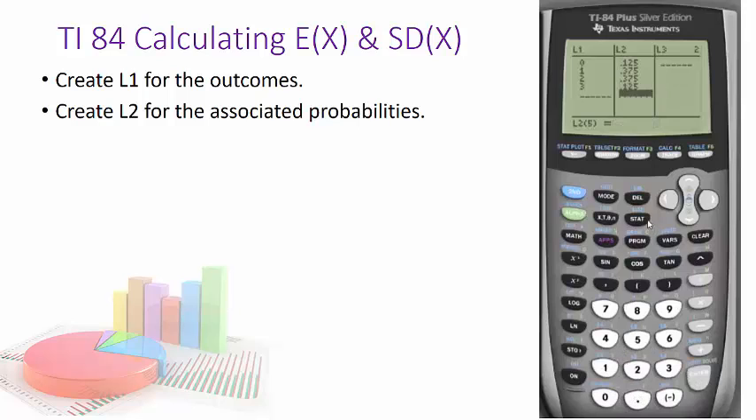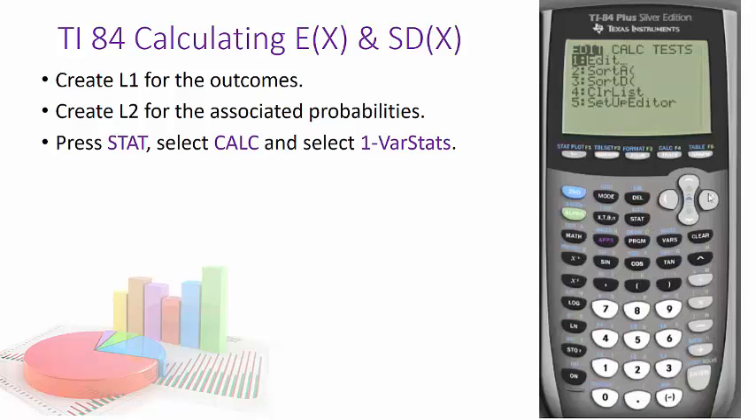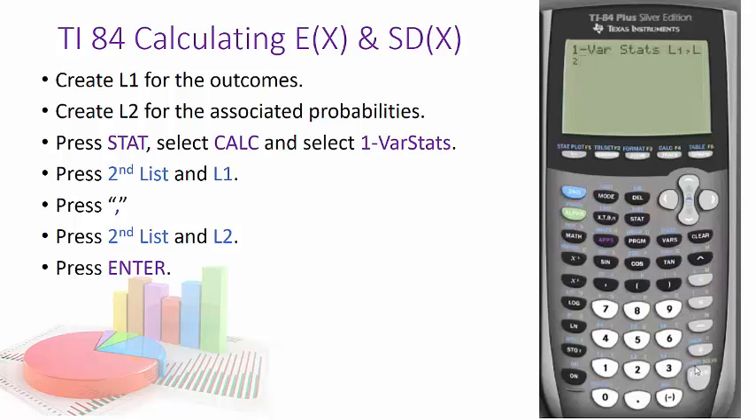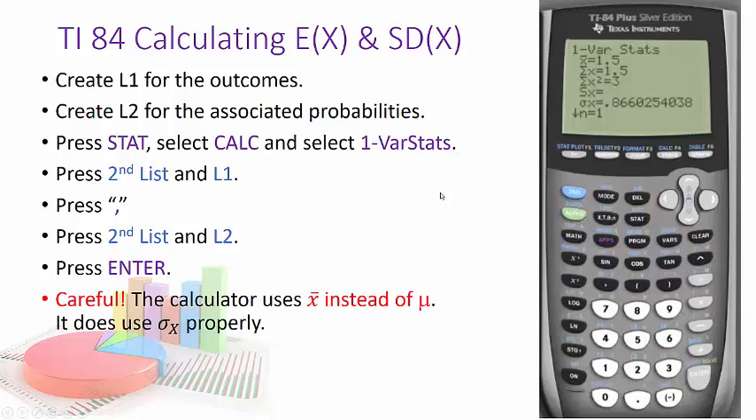All right, after I do that, go ahead and press Stat, Calc, and 1-Var Stats. All right, you're going to press second list and get your outcomes first, then do a comma, and then do the probabilities, and then press enter. And you see that you're going to get this outcome right here. It's calculating the standard deviation for you and the expected value. Be careful, the calculator uses x bar instead of mu. So my expected value is up here. It is using this, which is what it should use when calculating it this way.